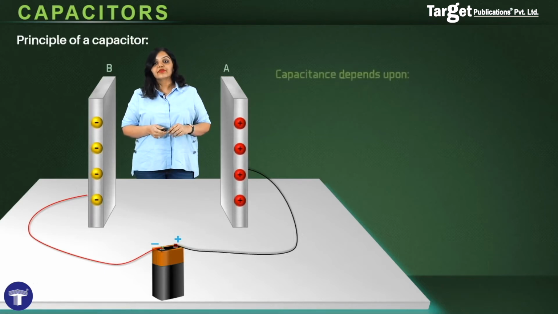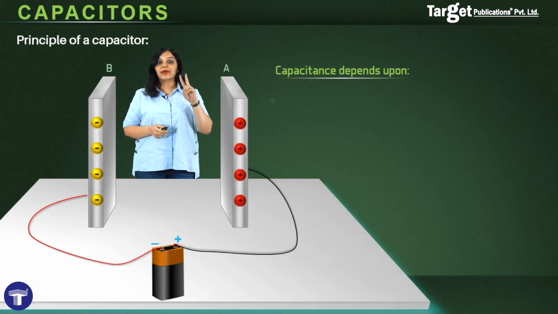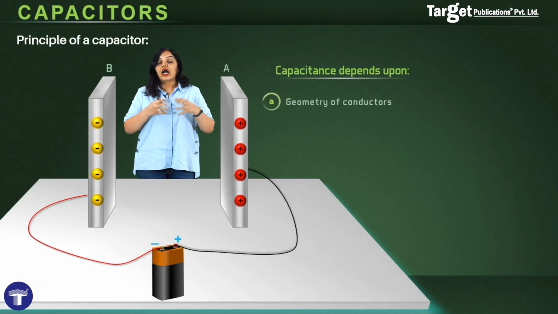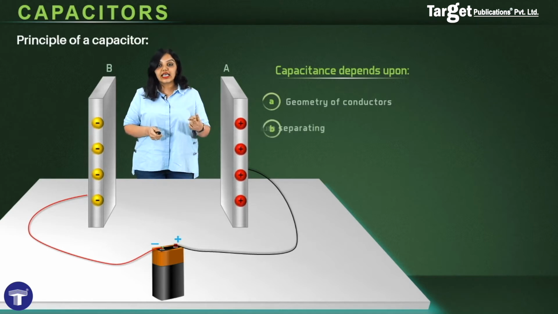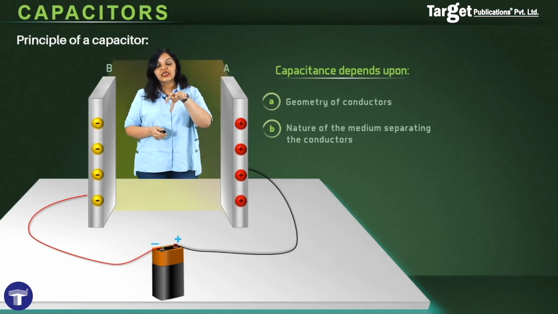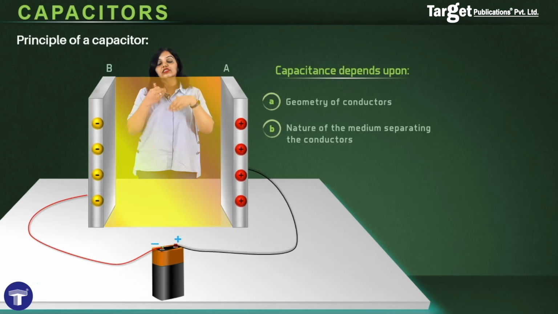Finally, remember that the capacitance of any capacitor depends on two things. The first one is the geometry of the conductors, that is, how wide they are, what their area of cross section is, and how far away they are. The second is the nature of the medium between the two conductors, and therefore this medium in between will also change the capacitance.